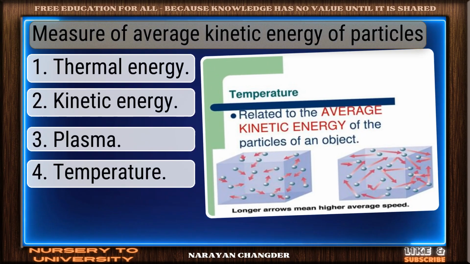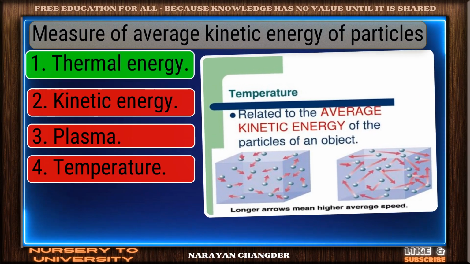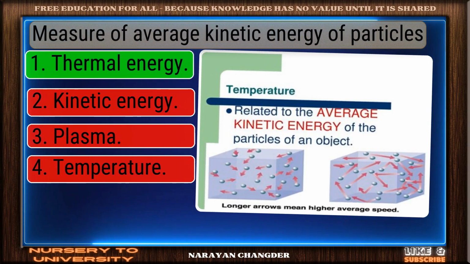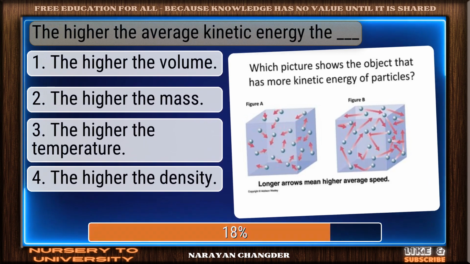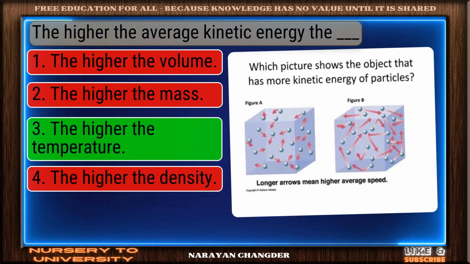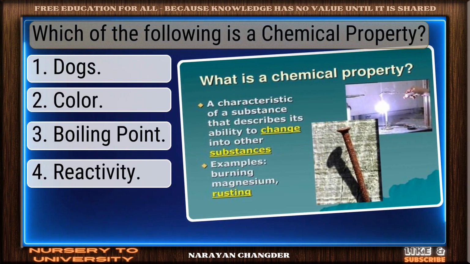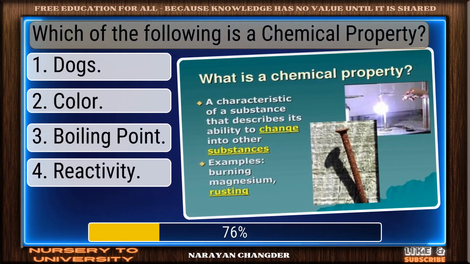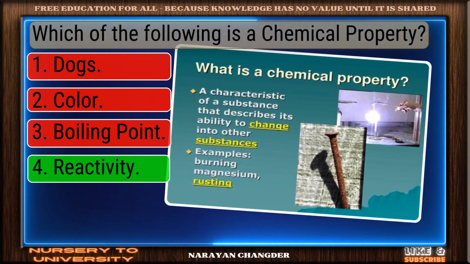Measure of average kinetic energy of particles. Perfect. Thermal energy is the correct choice. The higher the average kinetic energy, the dash. Smart move. The higher the temperature is an accurate answer. Which of the following is a chemical property? Valid point. Reactivity is true.